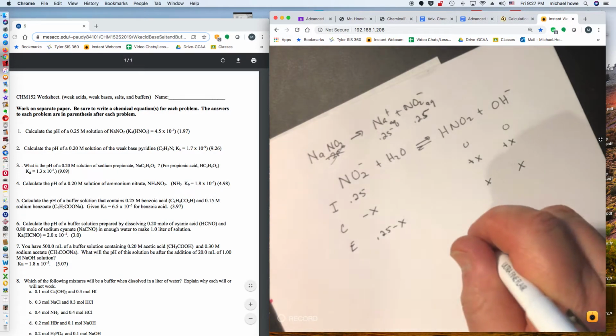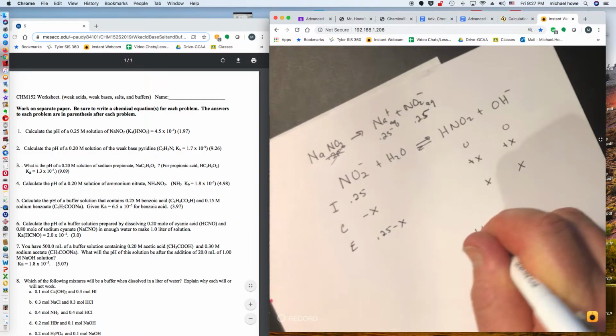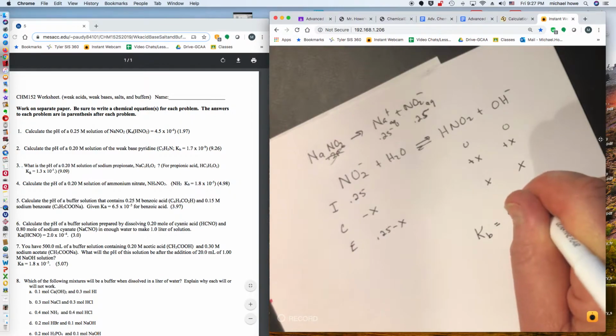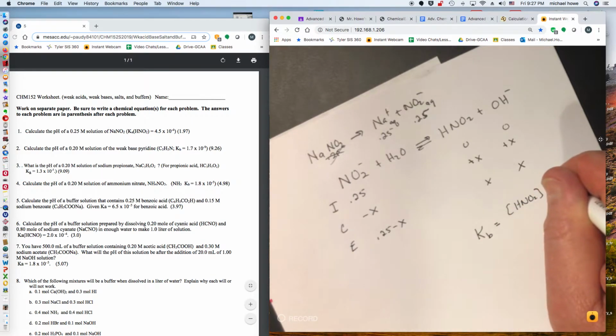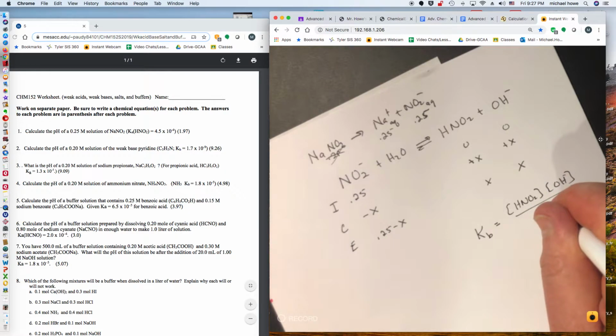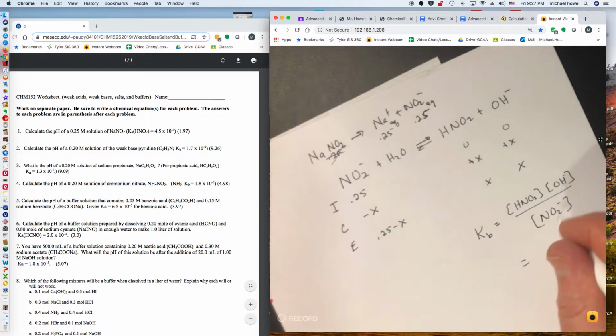Now we set up our expression. This is a Kb problem. So you've got HNO2 multiplied by the hydroxide divided by the NO2 minus. The HNO2 and the OH are both X. The NO2 minus is 0.25 minus X.